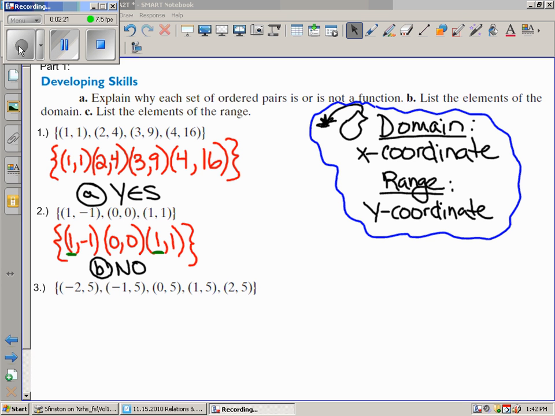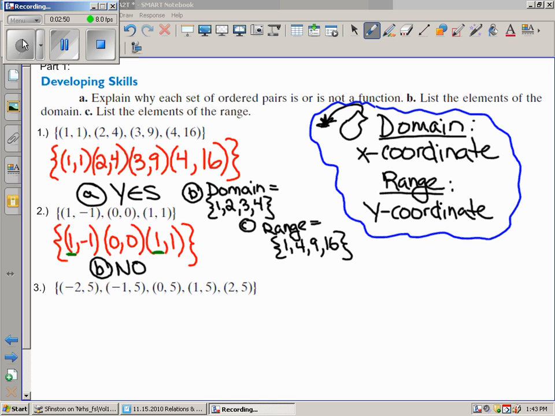Okay, so we got to solve parts B and C now. Parts B and C ask about domain and range, and this is just vocab. Domain refers to the x-coordinate. Another fancy word for domain is the inputs. Range corresponds to the y-coordinates, and that's also just a fancy word for the outputs. And so now we're going to try to figure out, in question number 1, which numbers are the domain and which numbers are the range.